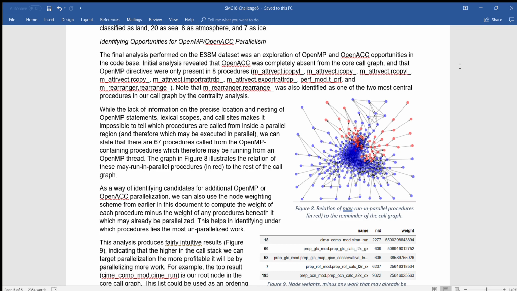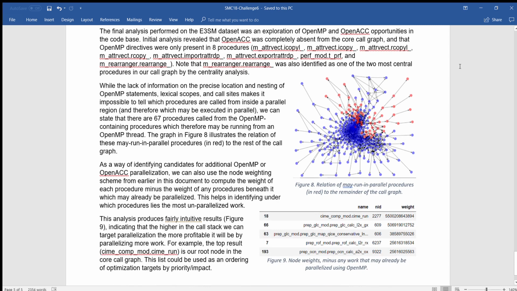Using this information, we were able to produce a ranked set of optimization targets in figure 9, where these are basically procedures that we would target for OpenMP or OpenACC parallelization because they contain lots of computational work beneath them, which is not already parallelized. So this could be used as an ordered ranking or a priority for which procedures to target performance analysis on and future OpenMP parallelization.